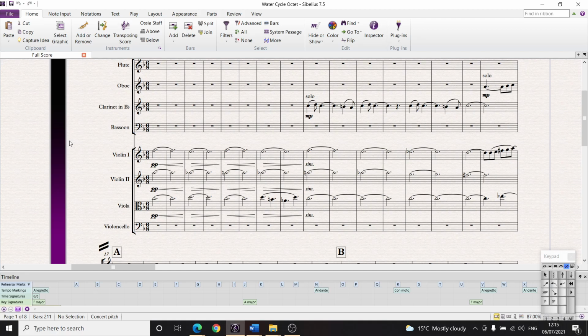The time signature is 6/8. 6/8 provides a lot of flexibility. I like 6/8 because it's got 2 prime factors, 2 and 3. So you can divide the bar into 2 lots of 3 or 3 lots of 2, and you can do all sorts of fun rhythmic things with that.